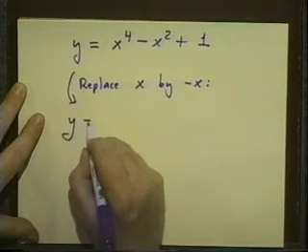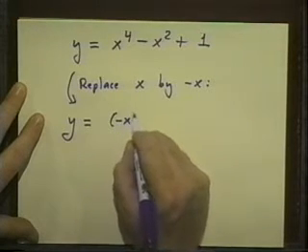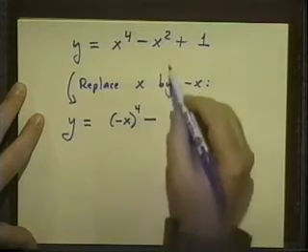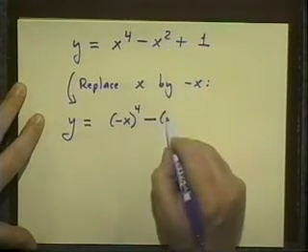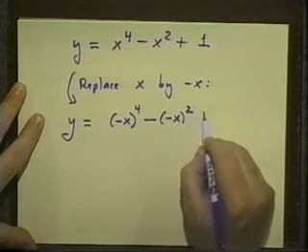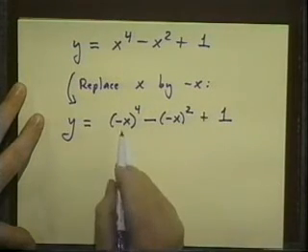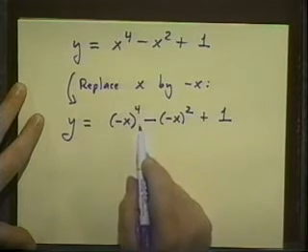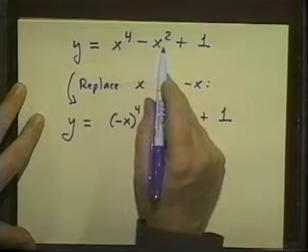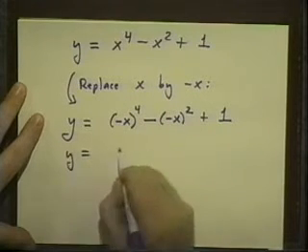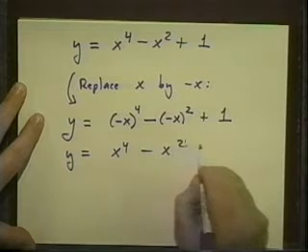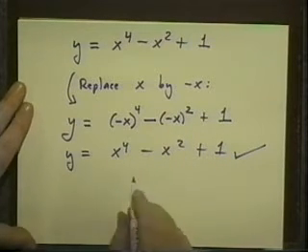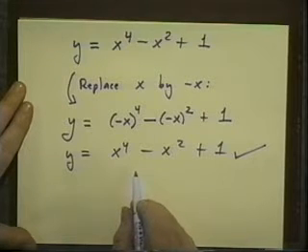What do I get? y doesn't change. x is replaced by minus x, so that's minus x to the fourth now. Minus, this is where you be careful, this is x squared. I'm replacing the x by minus x and squaring it, plus 1. And you see that minus x to the fourth and minus x squared, because those are even powers, will be the same thing as x to the fourth and x squared. So this is y equals x to the fourth minus x squared plus 1. So yes, we do have symmetry with respect to the y-axis.